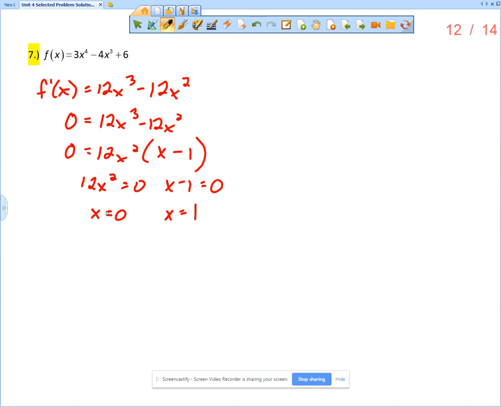Now the second part of the second derivative test says if f double prime is positive, you must have a local minimum, because the first derivative is 0 and the curve is concave up. If f double prime is negative, you must have a local max. If f double prime equals 0, then the test is inconclusive. So we want to find f double prime and then evaluate f double prime at 0 and 1.